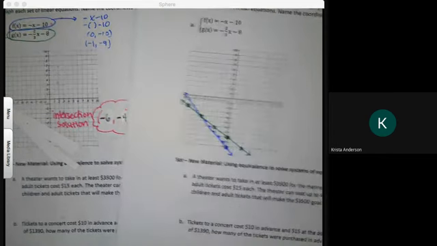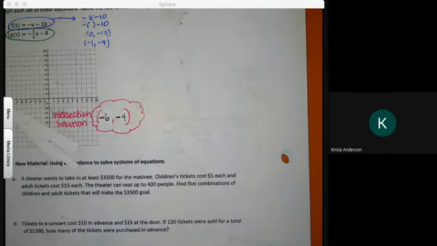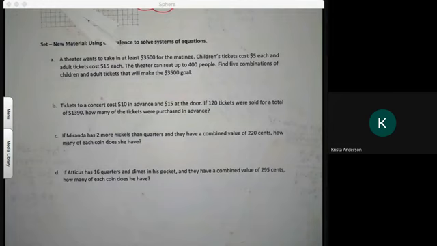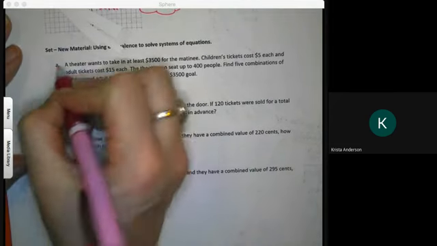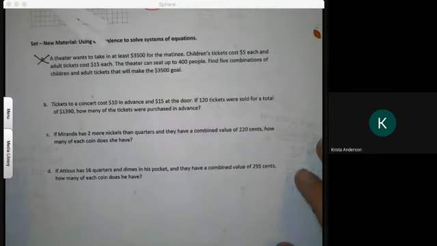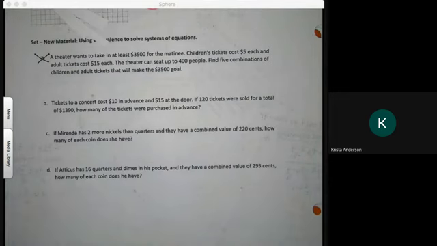Okay. The next section is our word problems. We are going to skip A. So cross it off. And we are going to do question B. For question B, we have tickets to a concert cost 10 in advance and 15 at the door. If 120 tickets are sold for a total of $1,390, how many of the tickets were purchased in advance?